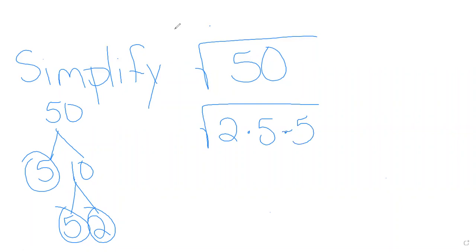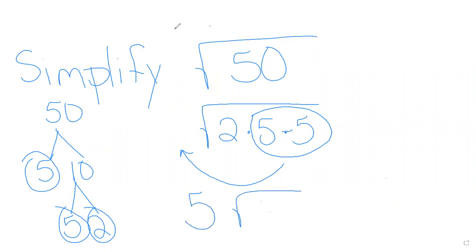Now the rule is this: when we're simplifying it for a square root, it takes a pair, 2 of them, of the same number to come on the outside of the square root. So I have a pair of 5s. That means 1 5 gets to come on the outside. 2 doesn't have a partner or its pair, and so it has to stay on the inside. And so I'm going to simplify this, and it's going to be 5 times the square root of 2.